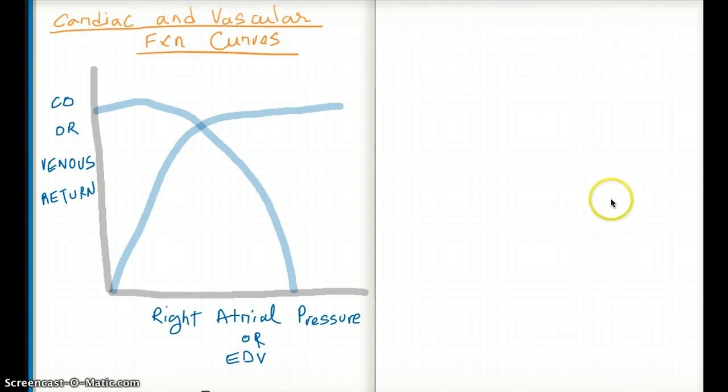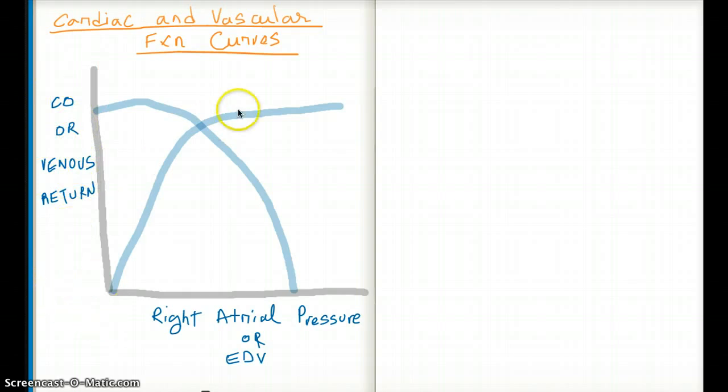So let's first talk about what we have in the x-axis and what we have in the y-axis. On the x-axis, we have right atrial pressure or end diastolic volume, and another name for end diastolic volume is preload. On the y-axis, generally we have cardiac output and venous return.